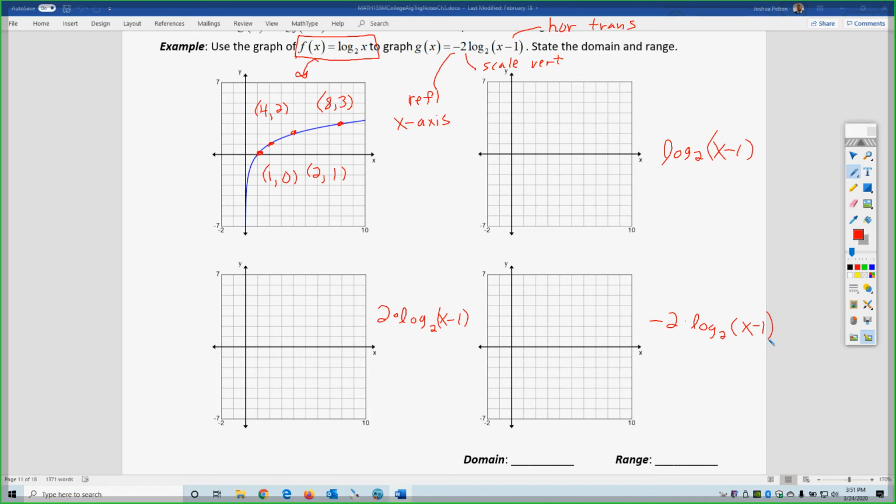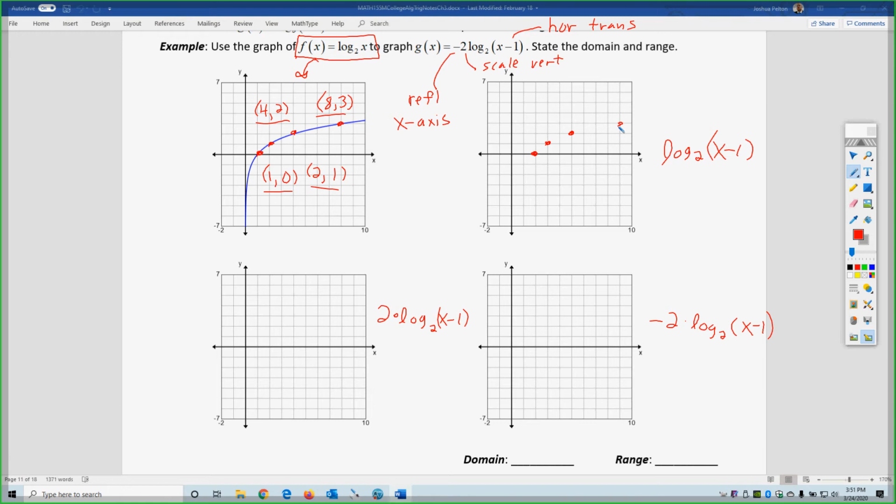Alright, so if I do the -1, that's counterintuitive, which means I must go to the right. So if I go to the right, (1, 0) becomes (2, 0). (2, 1) becomes (3, 1). (4, 2) becomes (5, 2). And (8, 3) becomes (9, 3).